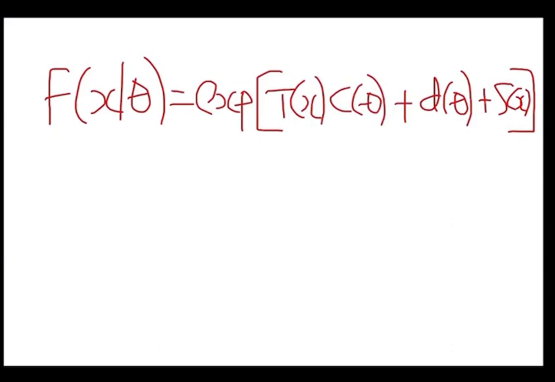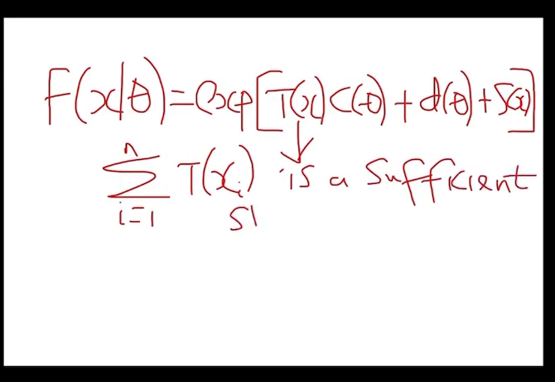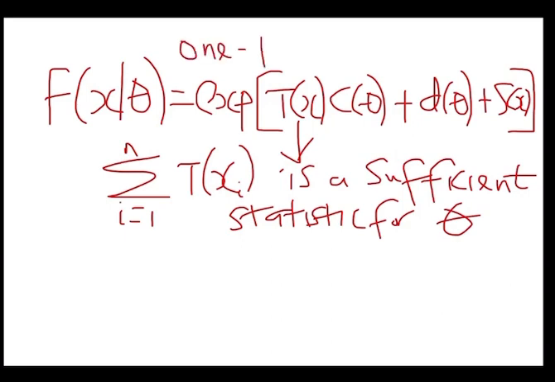And the moment it follows the exponential family, when you look at the function of x that is multiplied by another function of theta, we say the summation of t of x, i from 1 to n, is a sufficient statistic for theta. That is a situation like this one-parameter family.